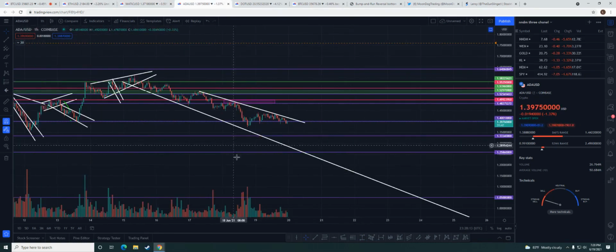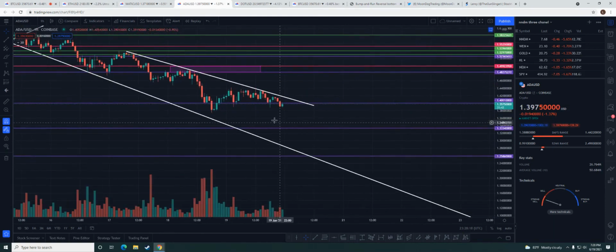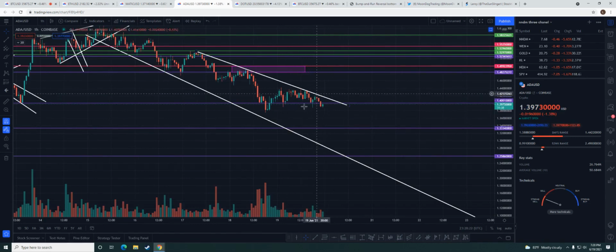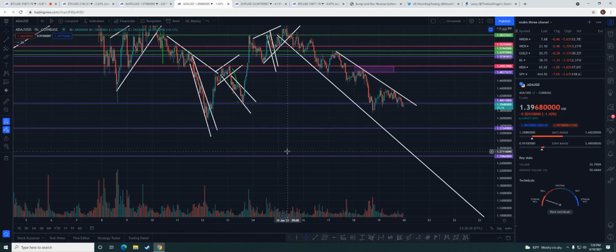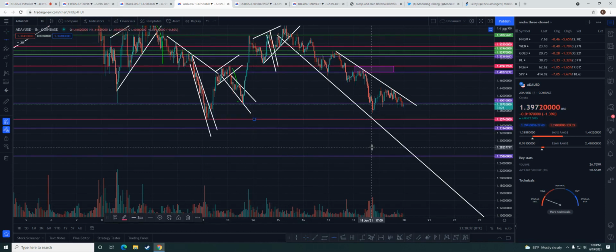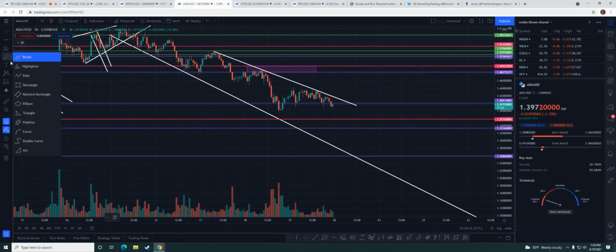Same thing with Cardano. We're just trading sideways. Now, this 140 area held up good as support. Okay, it held up good as support. But we're starting to break it a little bit, right? So what would be our next levels? Okay, we can draw a little purple box maybe right in here.